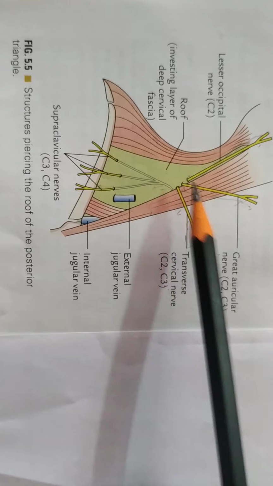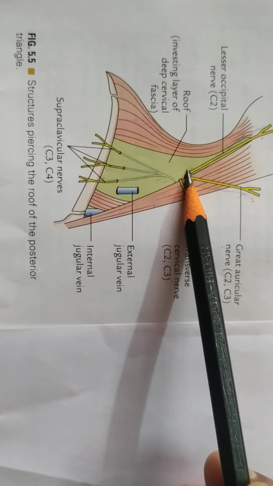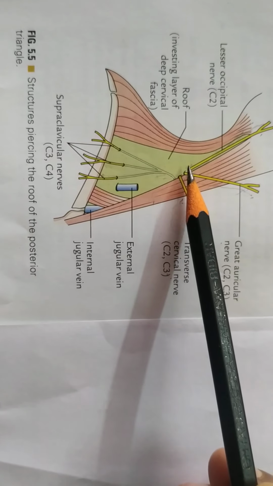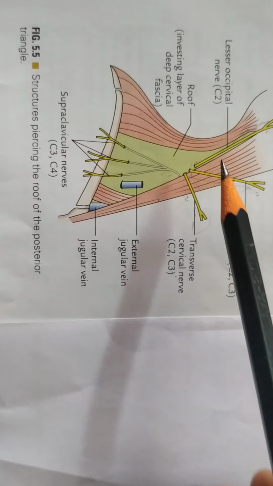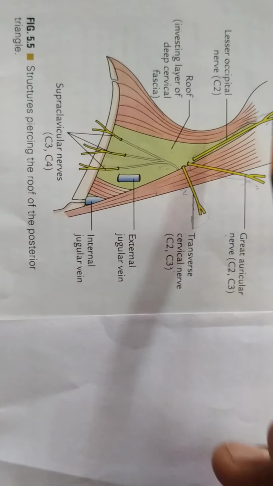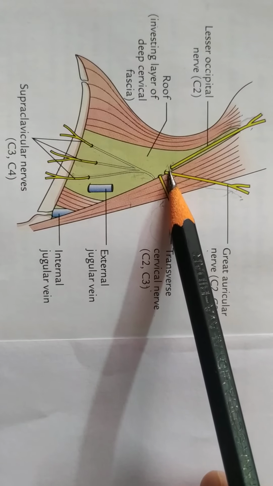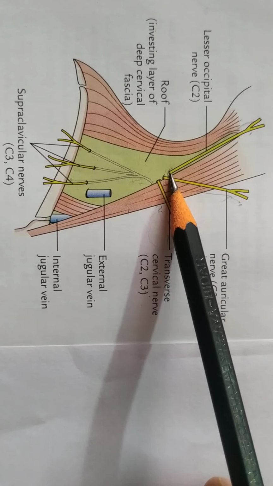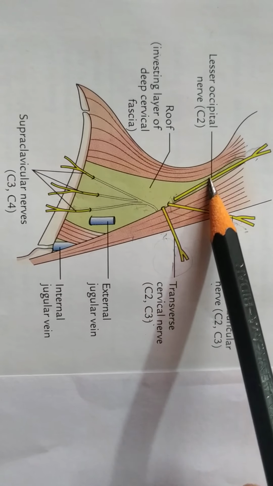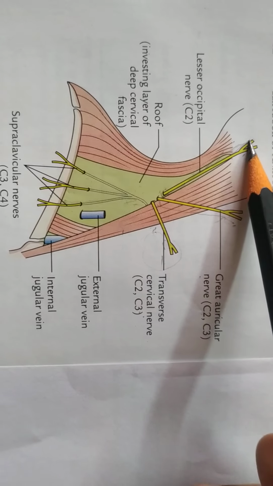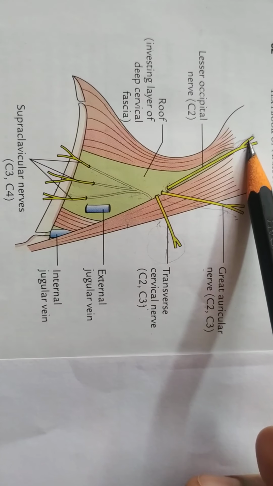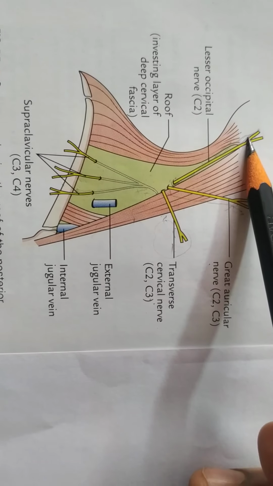Now we will discuss the first cutaneous nerve, that is the lesser occipital nerve. The lesser occipital nerve is going to emerge from the midpoint of the posterior border of the sternocleidomastoid muscle. It is going to ascend upwards. It is going to supply the back of the auricle and the back of the scalp.